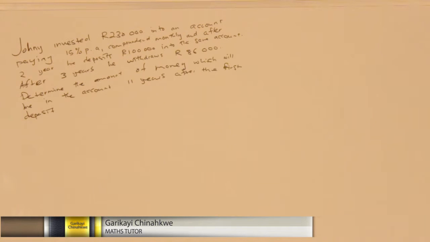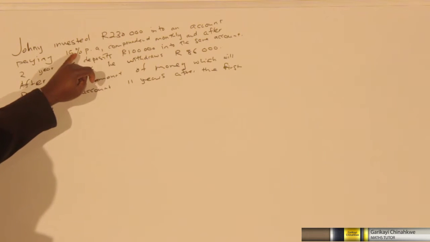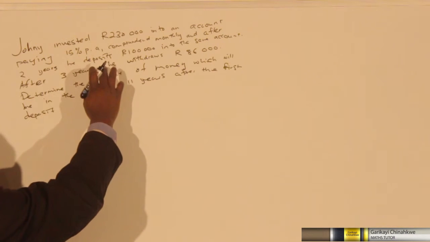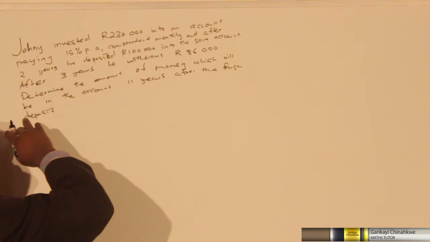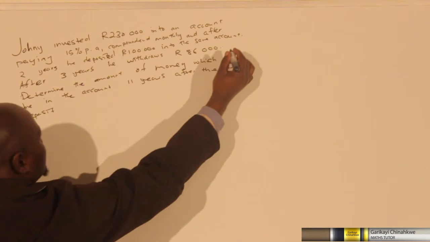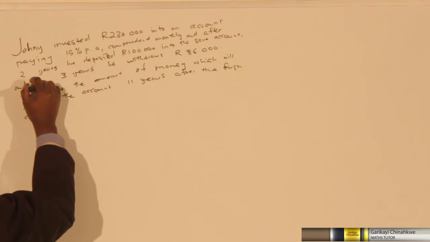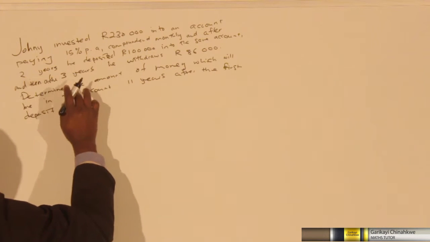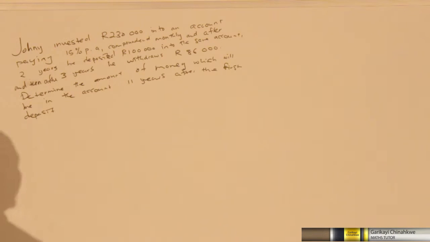Okay, then we need a timeline. Let me just read this. Johnny invested 230,000 into an account, paying 15% per annum, compounded monthly, and after 2 years he deposited 100,000 into the same account. Then after 3 years, he withdraws 86,000. Determine the amount of money which will be in the account 11 years after the first deposit.